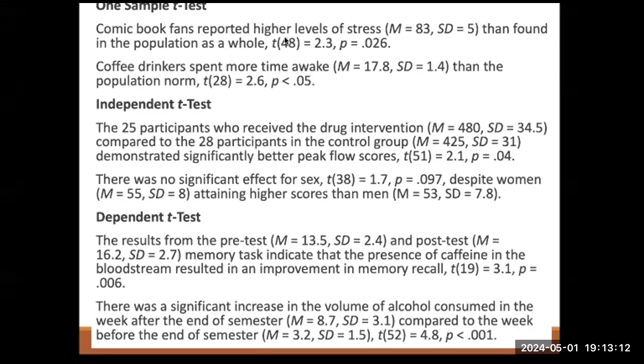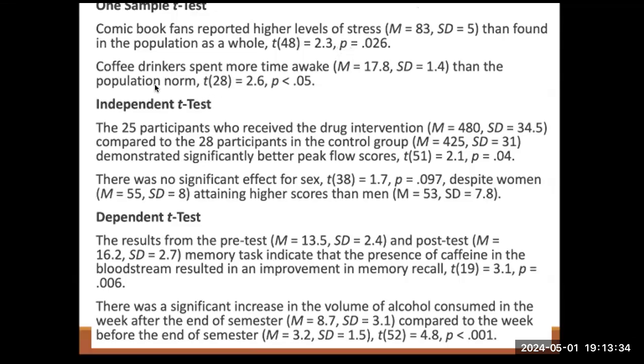48, that's the degrees of freedom, the number of participants minus the number of groups. So if you have 1 group, then the sample is 49, right? Then the N is 49 because you add the 1 group back. And then there is your p-value, p equals 0.026. So that tells you that the difference was significant.